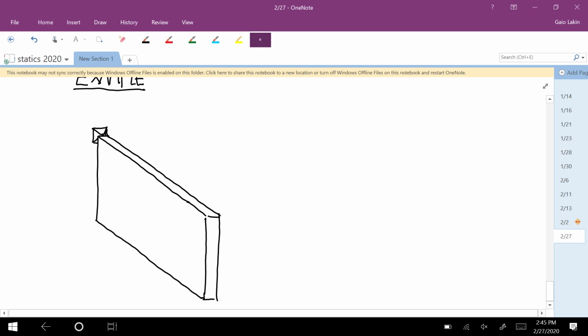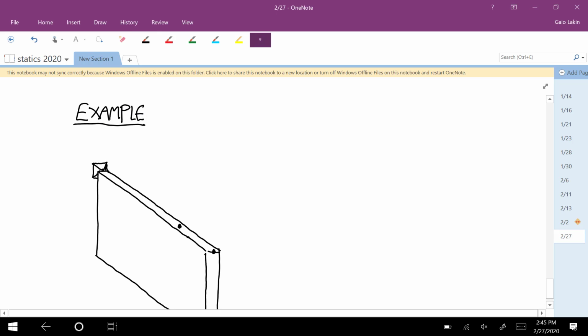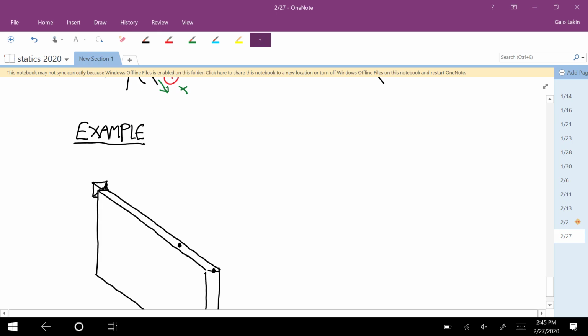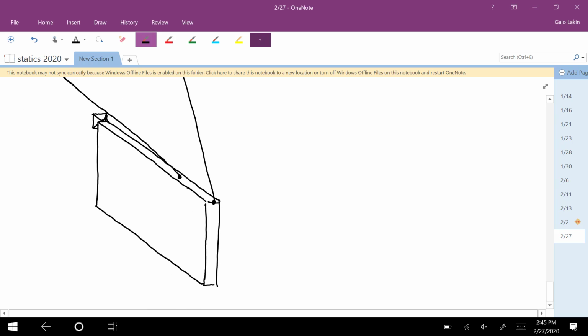And then there's two cables connected, one here and one here. The one at the end goes to the wall over here. And the one a little closer to the middle goes to the wall up here. Okay, so let's start doing some dimensions. Here's the center of mass, the center of this sign.